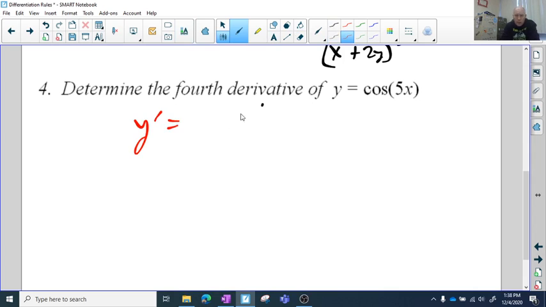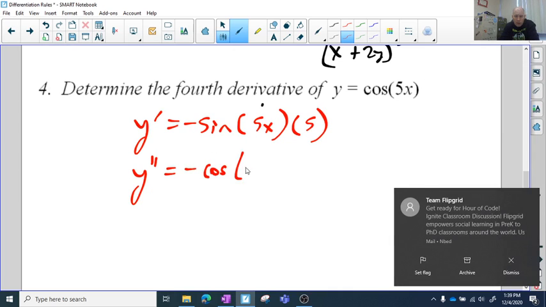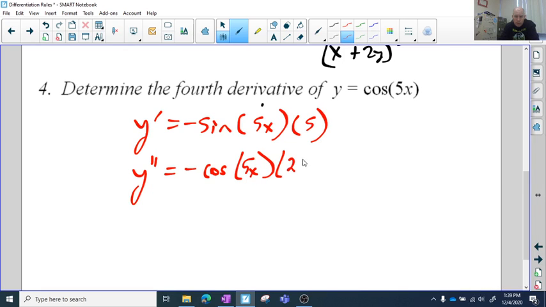The first derivative of cosine u is negative sine of u multiplied by du. Second derivative: the derivative of sine of u is cosine, but this negative will just stay there. So it's negative cosine of u multiplied by du. There's already a 5 here, and du is going to be another 5, so that'll switch to 25. Third derivative: the derivative of cosine is negative sine. There's already a negative out here, so that's going to switch to positive sine of the argument, 5x, times the derivative of this, which is 5, and there's already a 25 waiting here, so that'll become 125.